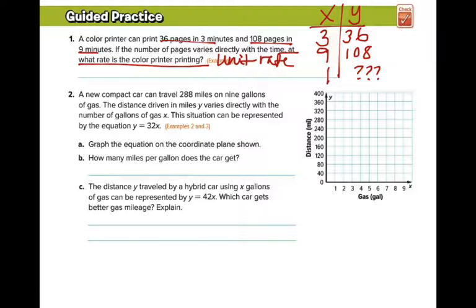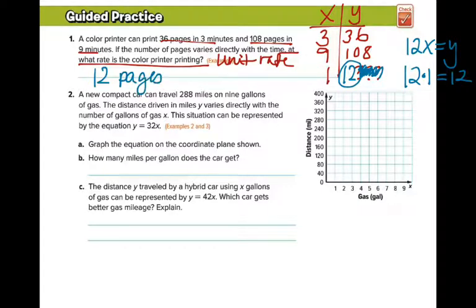It's not asking you to write an equation, but if we take a look and see what's happening here, the x is being multiplied by 12, and that's giving us our total, which is y. So for my unit rate, 12 times 1 would be 12. So we end up with a unit rate of 12 pages per minute.